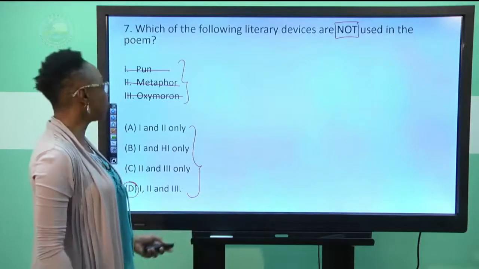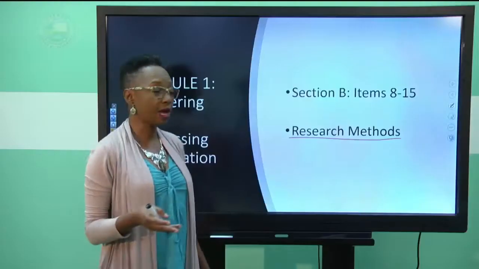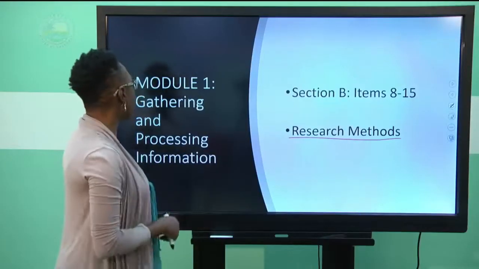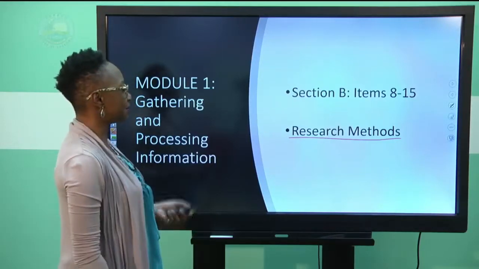Now, as we move along, we continue with the rest of our Module 1. Because Module 1 is not just about the listening comprehension. We still have other items. And within those items, for items 8 to 15, you're going to be required to understand research methods. This is a key element in the process of gathering and processing information, the main theme for Module 1. So let's take a look at some of the items that we can have here.